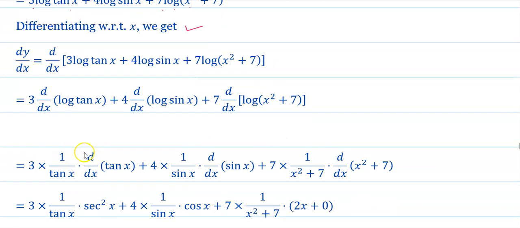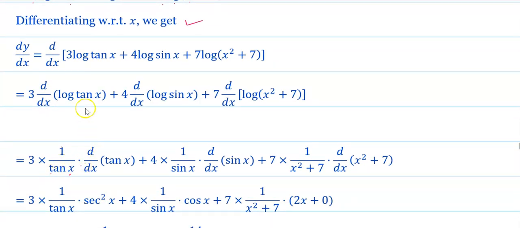d/dx of log of tan x means what? 1 upon tan x into d/dx of tan x is sec square x. आणि म्हणून हा टर्म इथे पूर्ण होतो. 3 into 1 upon tan x, derivative of tan x is sec square x. This is totally complete here. Next part, 4 times d/dx of log of sin x is 4 into 1 upon sin x into derivative of sin x is cos x. And hence here 4 into 1 upon sin x, derivative of sin x is cos x, plus 7 into 1 upon x square plus 7, derivative of x square is 2x, derivative of 7 is 0.